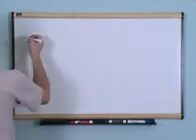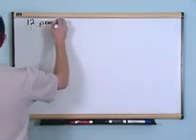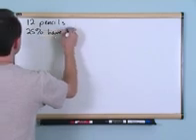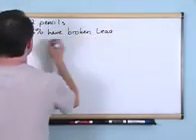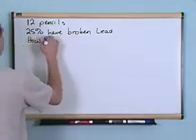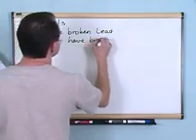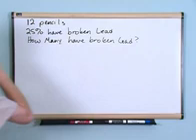So in this next problem, you have 12 pencils. 25% of the pencils have broken lead. How many pencils have broken lead? So again, you have 12 pencils, and 25% have broken lead. Okay? How many have broken lead? That's what we're trying to find out.